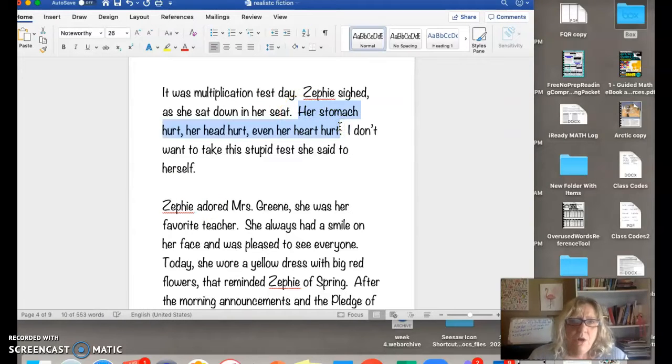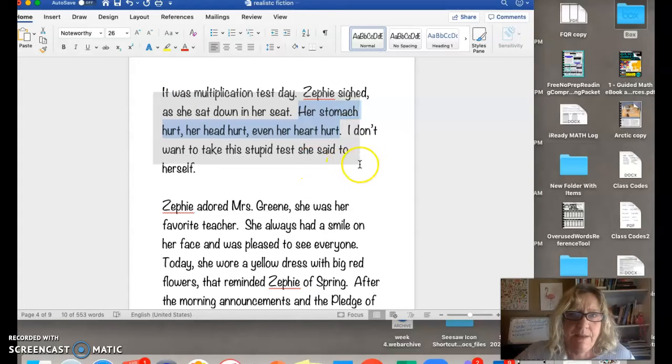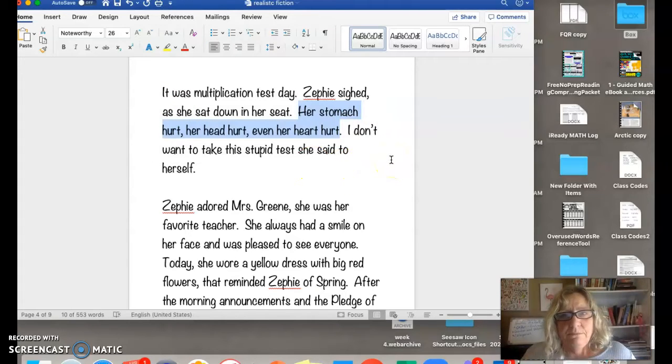Her stomach hurt, her head hurt, and even her heart hurt. So I'm just telling my reader that her stomach was hurting and her head was hurting and her heart was hurting. But I think maybe I could show my reader that. So before I start, I'm going to take a screenshot of the part that I'm changing, and it's highlighted. And you will do the same thing. You will take a screenshot of the part that you're planning on changing.